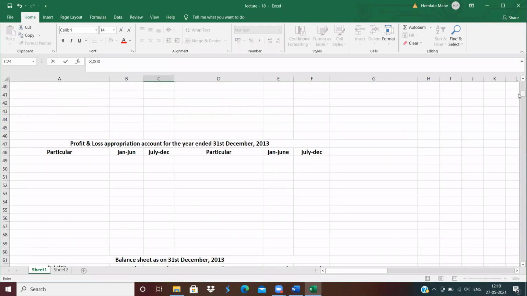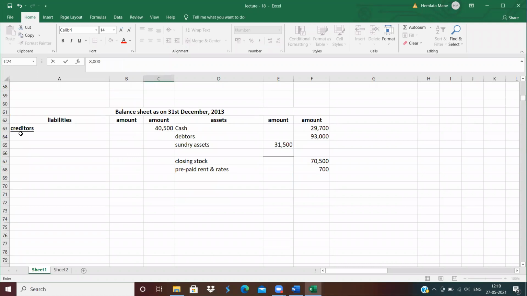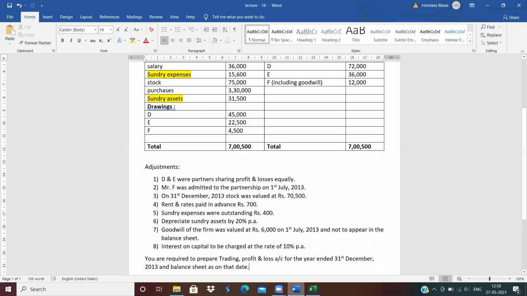Second effect, outstanding sundry expenses, is on the liability side. So do the second effect on the liability side: outstanding sundry expenses. How much is the amount? 4,400. Now next is depreciate sundry assets by 20% per annum.